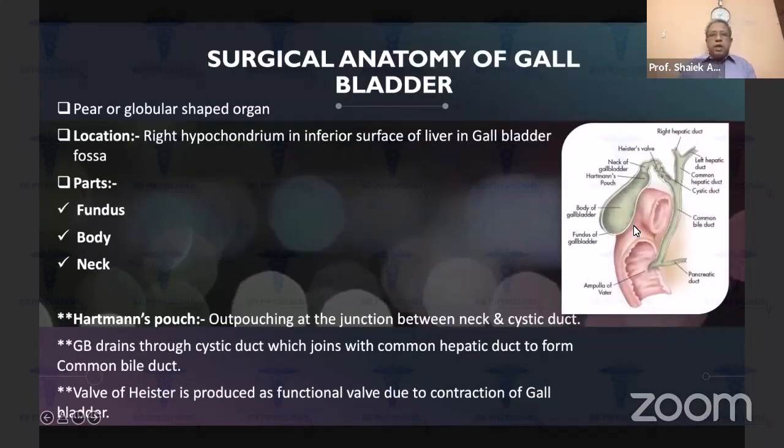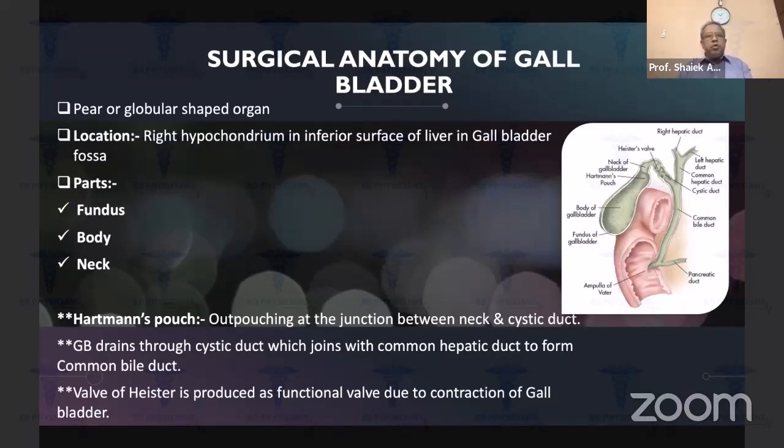Before we start the disease process, we discuss some anatomy and physiology to recapitulate our previous knowledge, because without anatomical and physiological knowledge, we cannot complete our disease process and treatment. So, surgical anatomy of the gallbladder first.